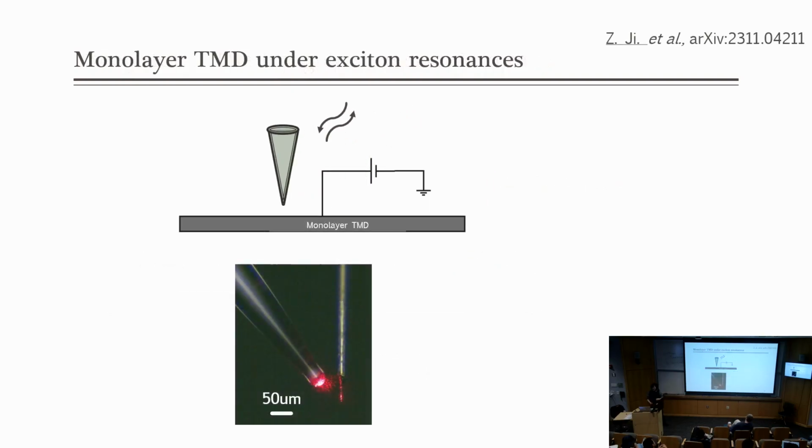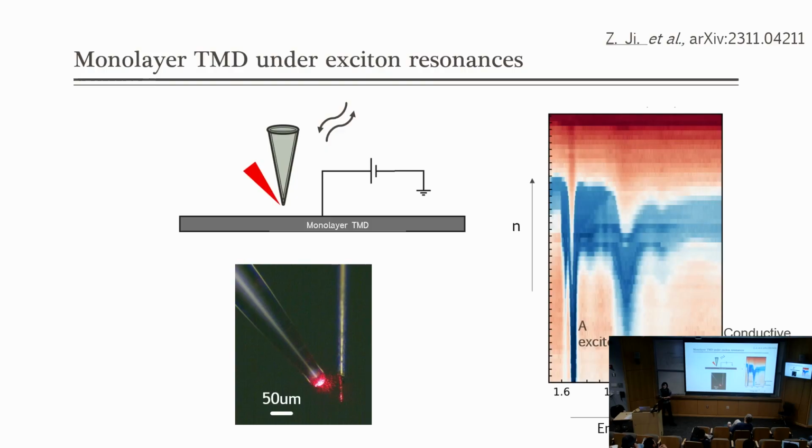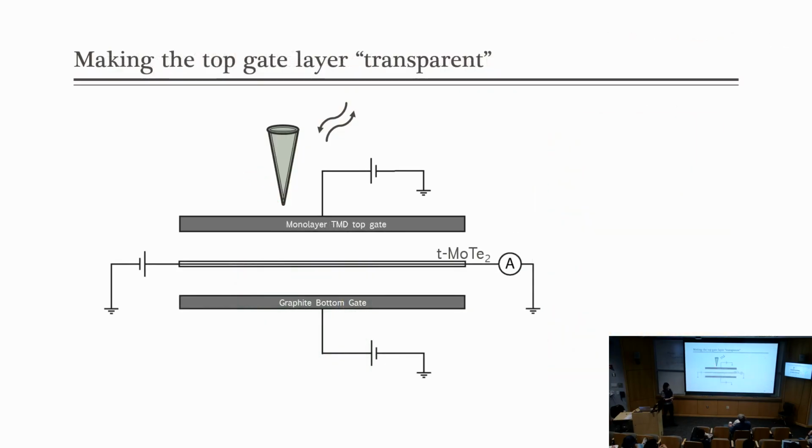But the trick that we play is to go back to the first project, because we know that monolayer TMD under the excitonic resonances can give us this type of response. And if we excite light at its A exciton, for example here, then you can see in a very large regime, it's pretty insulating for microwave. Then that is the transparency window that we explore and use to make this happen. And once we make the top gate layer transparent enough, which is a monolayer TMD, we can then measure what's going on underneath in the twisted molybdenum telluride sample.